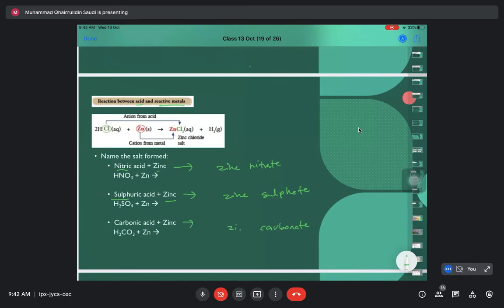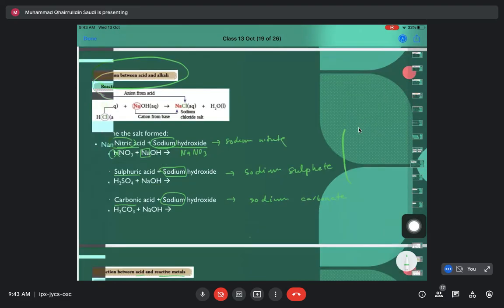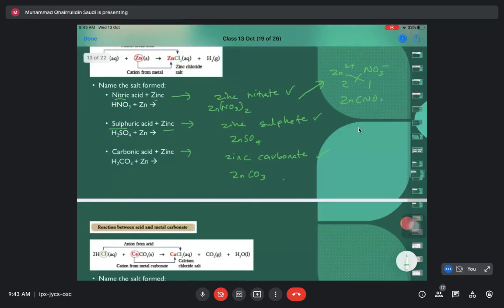Zinc carbonate. Okay. Not only you have to know the name of the salt, you also have to know how to write the chemical formula. So, zinc nitrate. Macam ni. Zinc sulfate. Zinc carbonate. Mesti tahu. Kalau tak tahu, buat satu-satu. Zinc 2 plus, nitrate 1 minus, 2, 1 darab. Boleh? Okay, saya tak nak ulang benda yang sama lah. Next one.